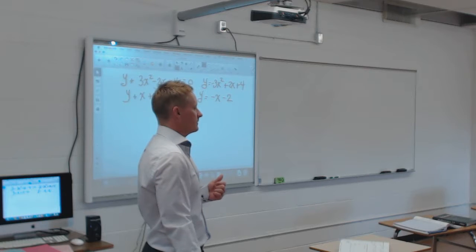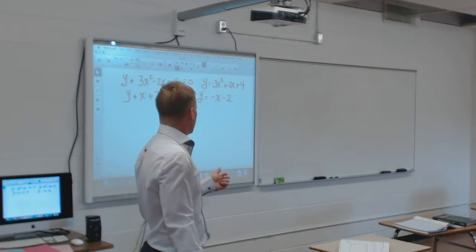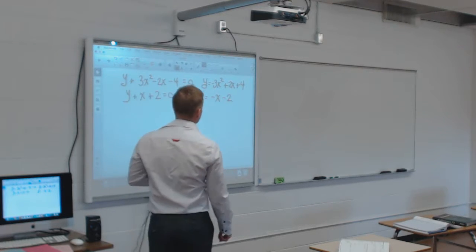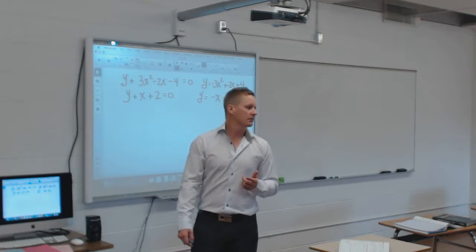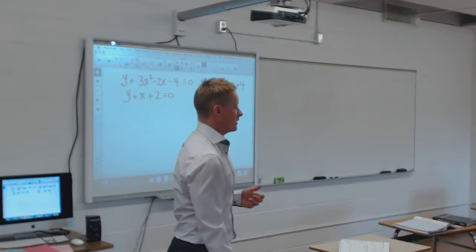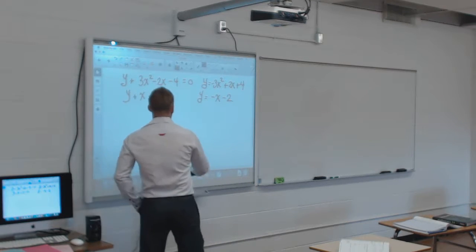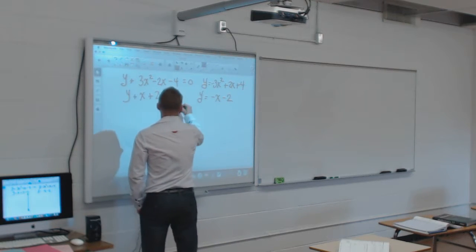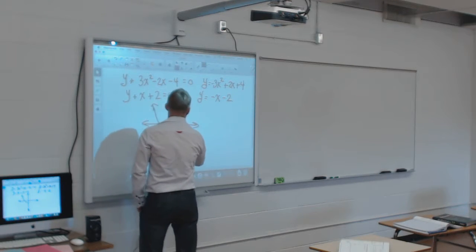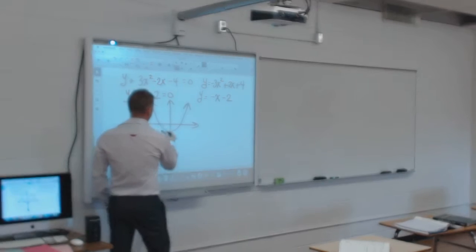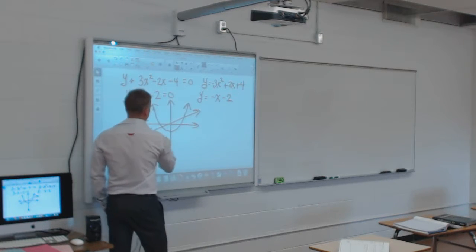One's a line, one's a parabola. How many solutions is it possible to have if I have a line and a parabola? 0, 1, or 2. Exactly. We can have a parabola drawn as such, and now I can have a line that crosses, which gives us 2.